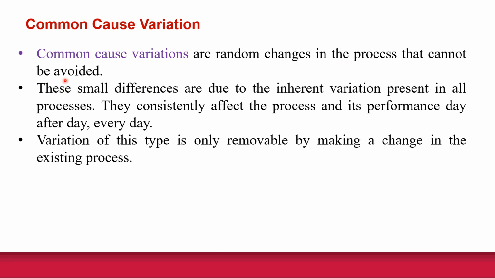Common cause variations are random changes in the process that cannot be avoided. These small differences are due to the inherent variation present in all processes. They consistently affect the process and its performance day after day. Variation of this type is only removable by making a change in the existing process. In other words, you have to improve the actual process itself by using different methods or better instruments, better presses, whatever the actual manufacturing process involves. So this usually takes some kind of effort and time and money to fix.